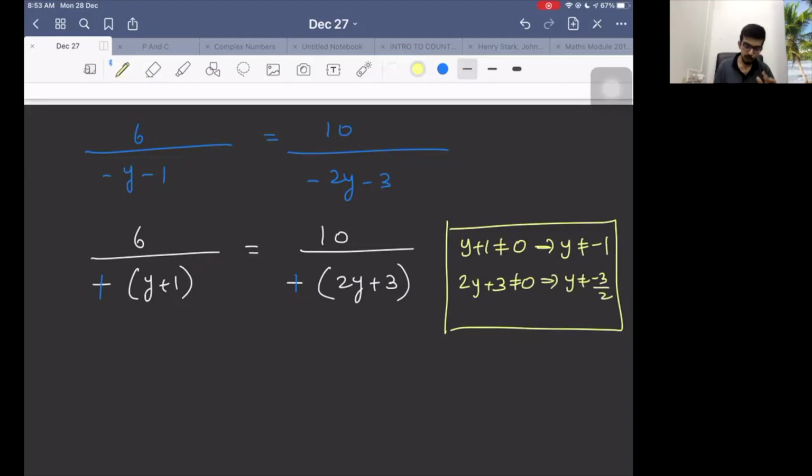Now you can move on to cross multiplication again. Before cross multiplication, if further simplification is possible, always do it. So here 6 and 10, you can cancel off a 2. So this is going to be 3 here, and 5 here. Understand? Now you cross multiply. We have 3 times 2y plus 3 is equal to 5 times y plus 1.